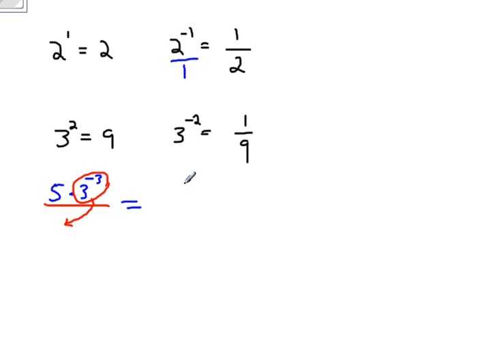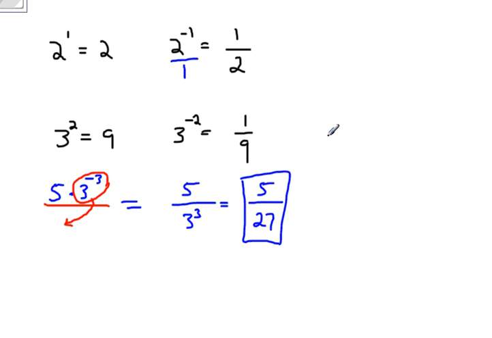Does the 5 move? No. 5 stays the same. Does the 3 to the negative third move? Yes. That's 3 to the third in the denominator, which we know is 3 times 3 times 3. That's 27. There's my answer. So we figured out the negative exponent moves whatever number it's attached to from the numerator or from the denominator. And then, of course, if it's something like 3 to the third power, we just evaluate it.